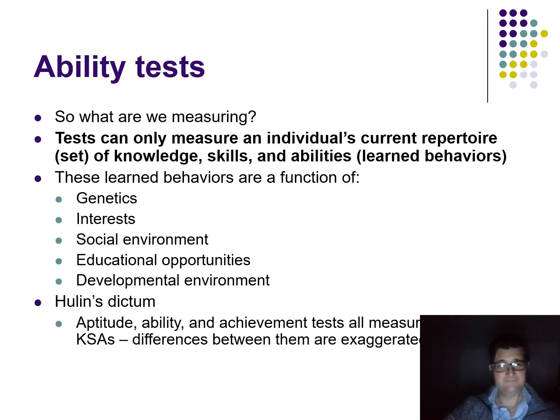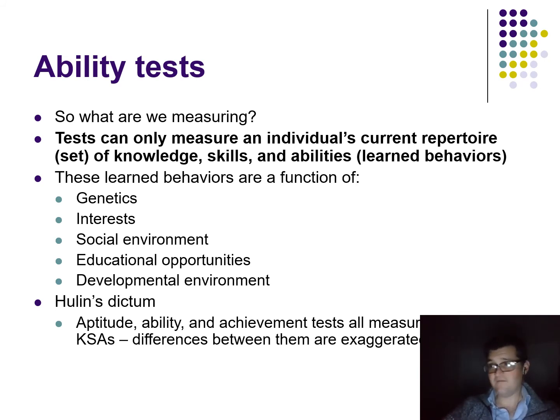So here we go. The question here is, with the ability test, what are we measuring? I don't want anybody to go away thinking that we're measuring intelligence as some sort of innate, intrinsic part of people's personhood, because that's not what we're doing. Tests can only measure an individual's current repertoire, which is their set of knowledge, skills, and abilities, and all of those are learned behaviors, and all of those are a function of that person's genetics.